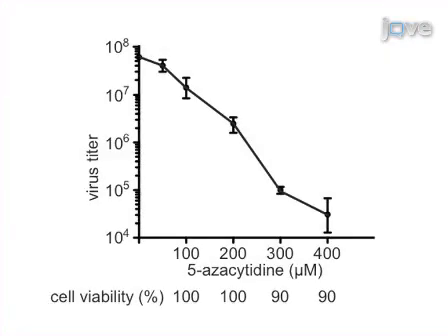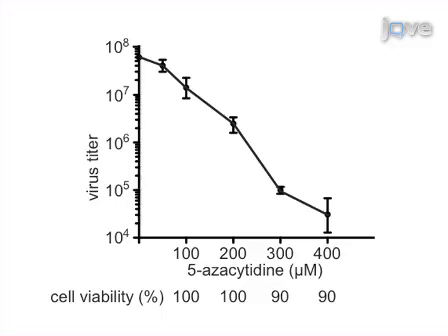To determine the optimal conditions to select for RNA mutagen resistance, HeLa cells were treated with increasing concentrations of ribavirin and infected with wild-type Coxsackie B virus at a multiplicity of infection of 0.01. 48 hours post-infection, the progeny virus was harvested and titers were determined by TCID50.